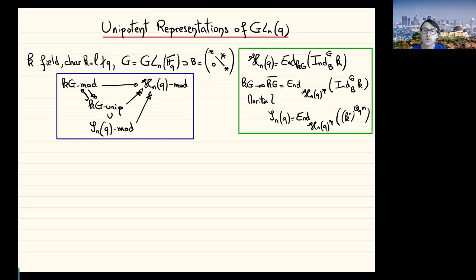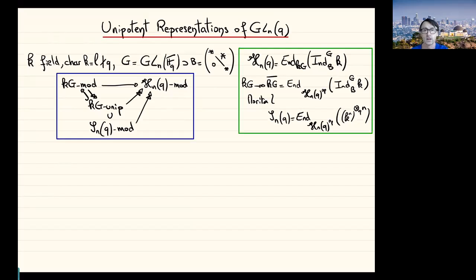So if you decompose your tensor space as a module for the Hecke algebra, or you decompose this induced module from B to G of the trivial representation for the Hecke algebra, you will find the exact same indecomposable summands. Only the multiplicities are going to change. And in particular, since you have two modules which have the same indecomposable summands, just different multiplicities, their endomorphism rings are Morita equivalent, with the same module categories.